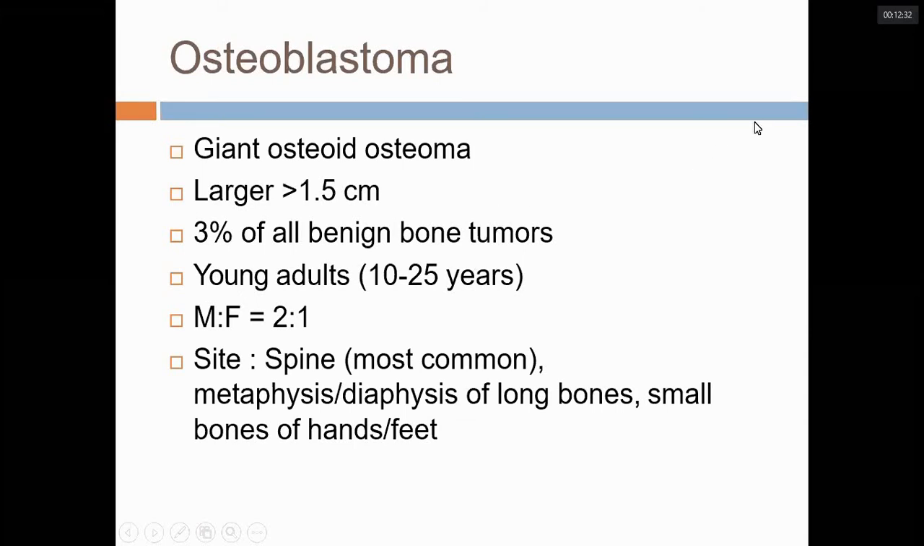Coming to osteoblastoma, it's also known as giant cell osteoid osteoma, but it's larger than 1.5 centimeters. It comprises 3% of all benign bone tumors and occurs in the first to second decade of life. The male to female ratio is 2:1. Spine is the most common location, and it also has a predilection for the metaphysis or diaphysis of long bones and small bones of hands and feet.